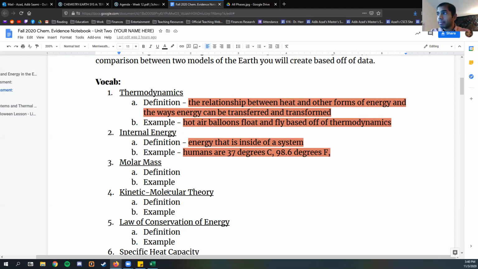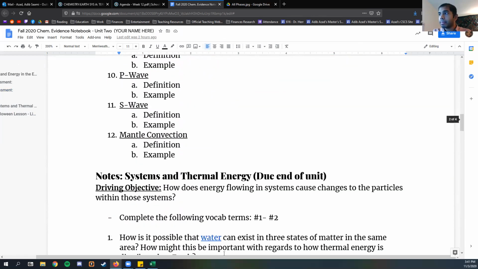Next up, we have internal energy. Sometimes these words are very straightforward to understand. Internal energy: energy that is internal, energy that is inside of something. And so that's our definition. But instead of saying something, we're going to stick with more scientific terminology, and we're going to call it a system. So internal energy is energy inside of a system. If I took the heat energy of a human body, I could say the internal energy of a human being is 37 degrees Celsius or 98.6 degrees Fahrenheit. That's one way to gauge internal energy. There are multiple ways to do this.